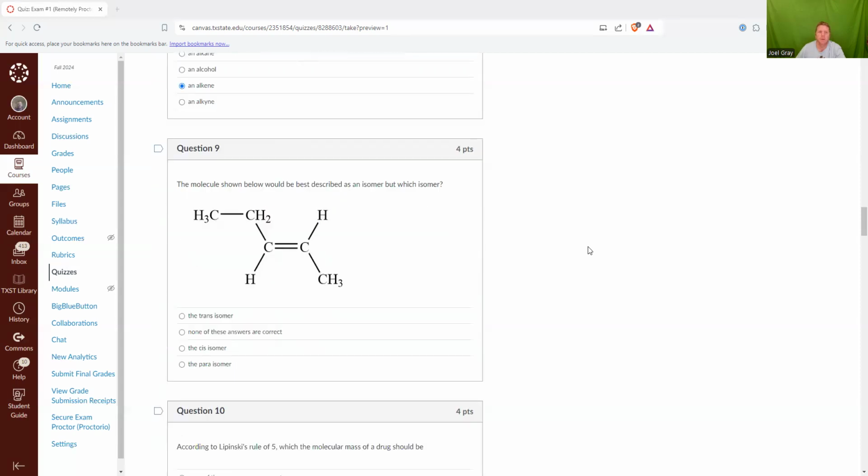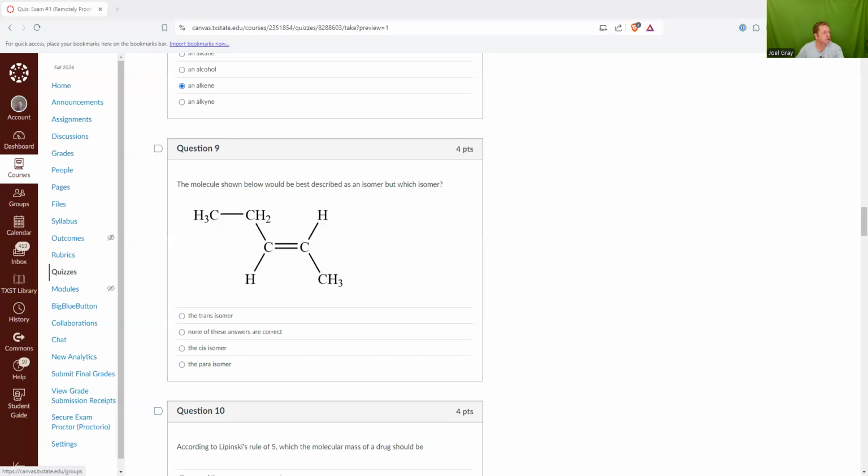Next up, question number 9. The molecule shown below would best be described as an isomer, but which isomer? Now there's 2 major types of isomers. There's a cis isomer and a trans isomer. Now, this particular isomer, what we're looking for is where are our groups.